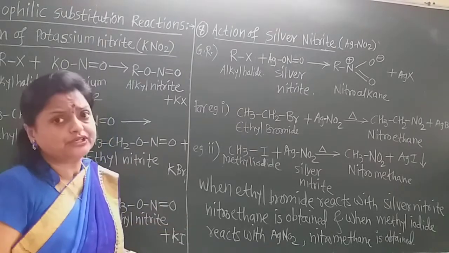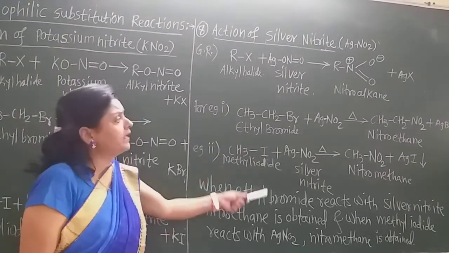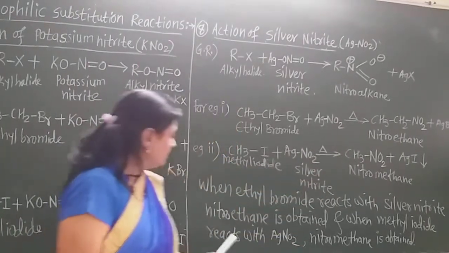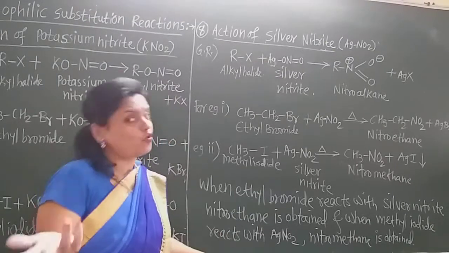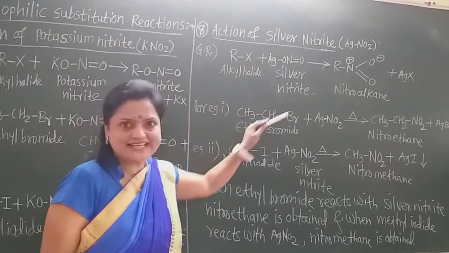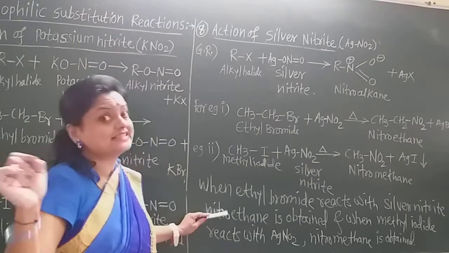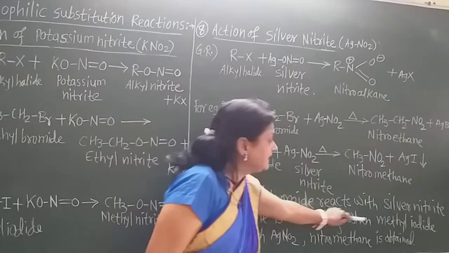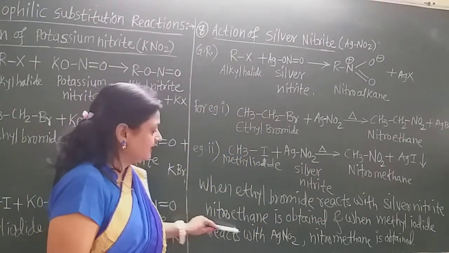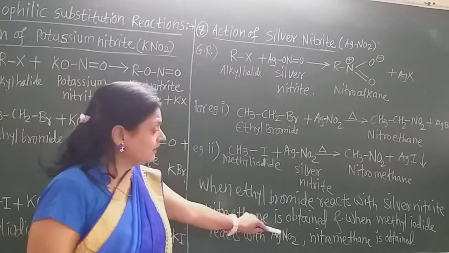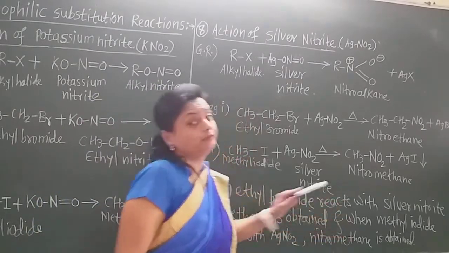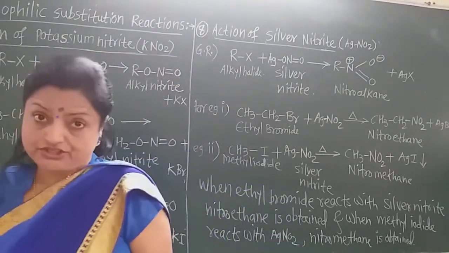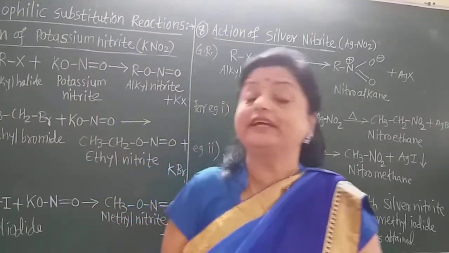So here in our description: when this ethyl bromide reacts with silver nitrite, nitroethane is obtained or formed. In this way write down the balanced reaction and give one sentence as the description. Now for the second reaction, when methyl iodide reacts with AgNO2, silver nitrite, there is formation of nitromethane. Now these are the 8 nucleophilic reactions, students.